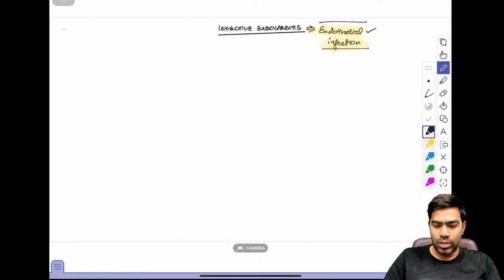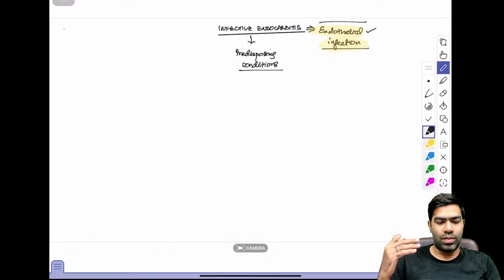What are the predisposing conditions? The second thing to know is the predisposing conditions with regard to infective endocarditis. One, you can remember in the setting of an abnormal valve, and second, in the setting of risk of bacteremia. These are two places where you are going to have a high risk of developing infective endocarditis.